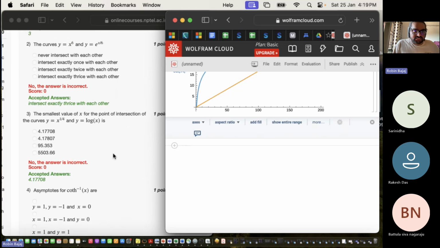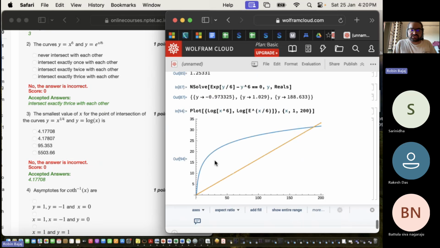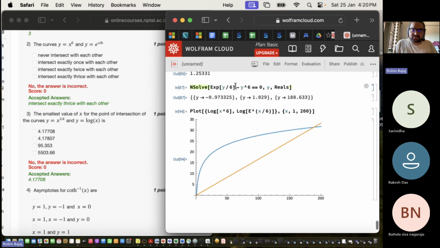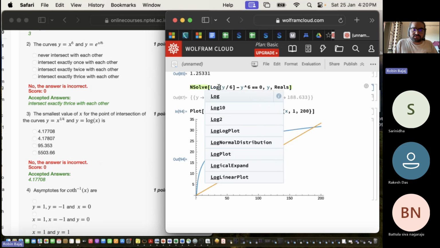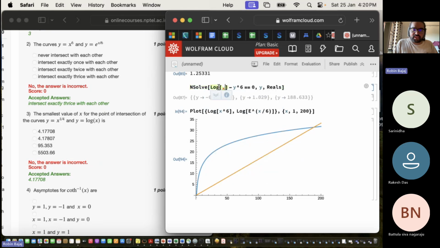What is the next question? The smallest value of x for the point of intersection of this is what? I think again you can use nsolve. I don't see anything complicated in this. Log of y.